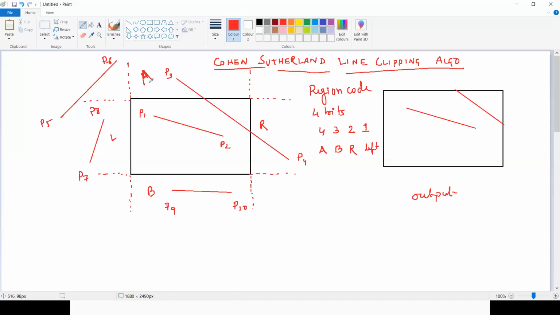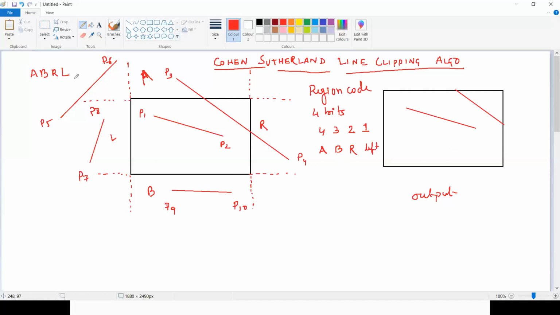Now here we will generate the region code for each region based on whether that region is on the left side of the clip window, or above the clip window, or the right side. So based on the position of the region with respect to the clip window, we will generate the region code. Clear? Each region has 4 bits. I am writing it for your easy reference: A, B, above, below, right, and left.